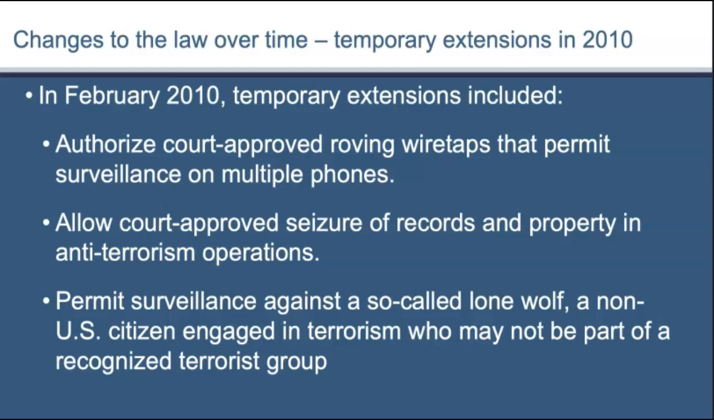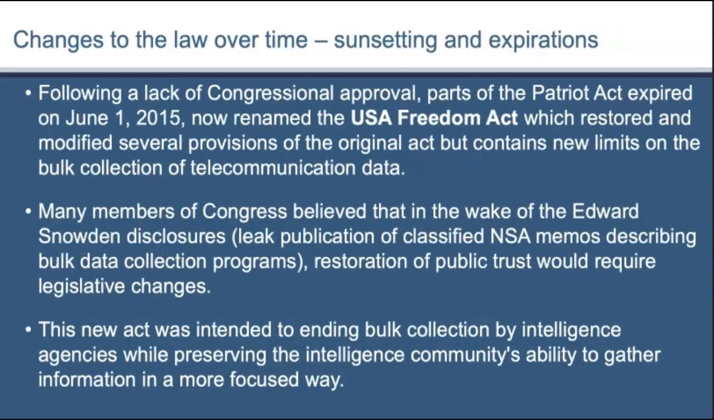But we'll go over some more specific things that had happened in the years prior that made these extensions temporary rather than reauthorized. So following a lack of congressional approval, parts of the Patriot Act expired in June of 2015, and now it's renamed the USA Freedom Act, which has another funny acronym that is part of it, which you can look up if you'd like to. But it did restore and modify several provisions of the original act, but it does contain some new limits on the bulk collection of telecommunication data. So there were some natural sunsetting and expirations that were discussed, but this 2015 act was a more major reform that happened. And these are some of the reasons why.